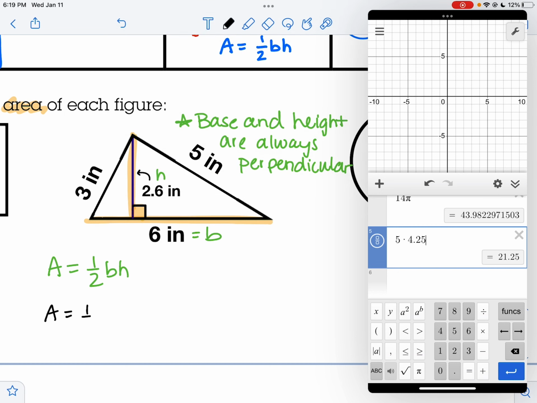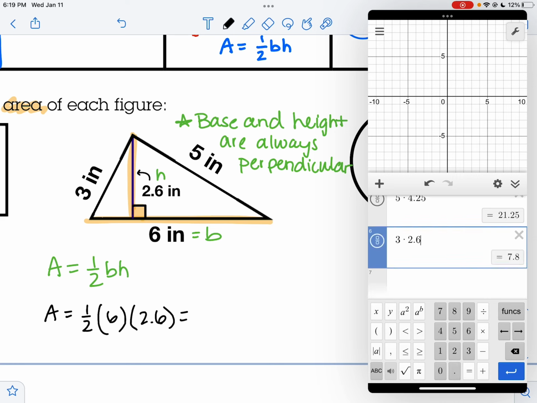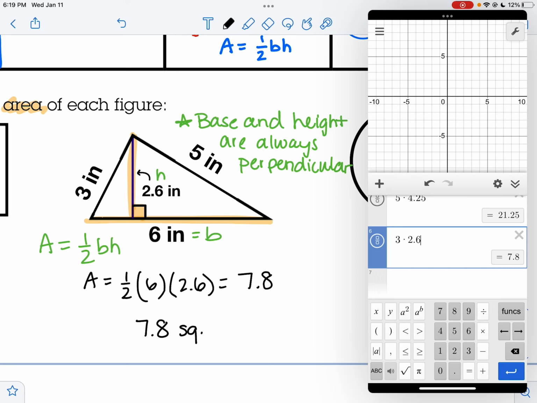So A equals 1/2 times 6 times 2.6. I'm just going to do 3 because 1/2 times 6 is 3, times 2.6 equals 7.8. So my answer is 7.8, but remember we've got to include our units. So 7.8, and it's square because we're looking at area. So square, and then it was inches. 7.8 square inches.